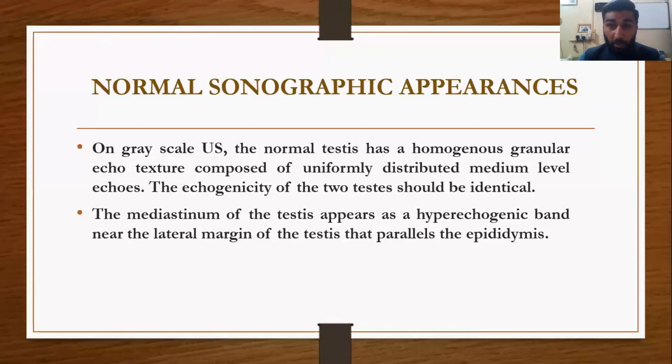Do remember, when there is a pair, there is compare. If we are scanning the right kidney, we should compare it to the left kidney too. If we are scanning the right lobe of thyroid, we must compare with the left lobe of thyroid too. Similarly, in case of testes, if we are scanning the right testis, we should compare it with the left testis for the parenchyma, for the texture, for the size, shape, and vascularity on color Doppler too.